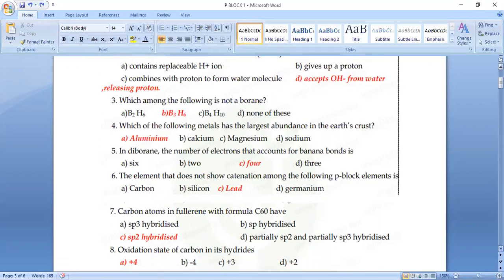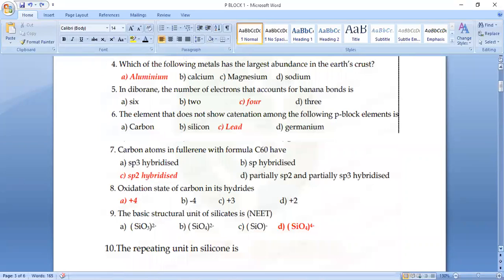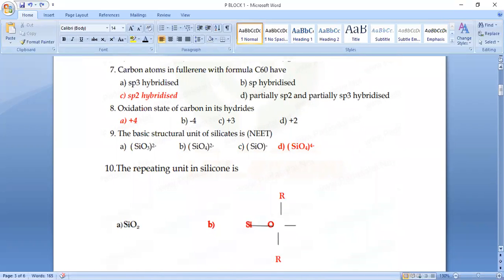C, lead. So carbon atoms in fullerene with the formula C60 have sp2 hybridization. So option C. The oxidation state of carbon in its hydrates is option A, +4. So the basic structural unit of silicate is SiO4 4 minus. So the repeating unit of silicon is option B.